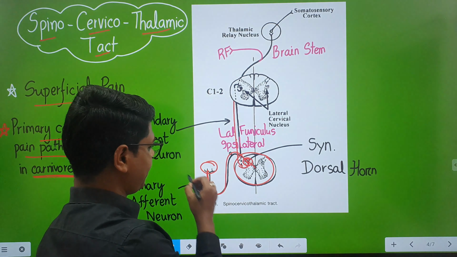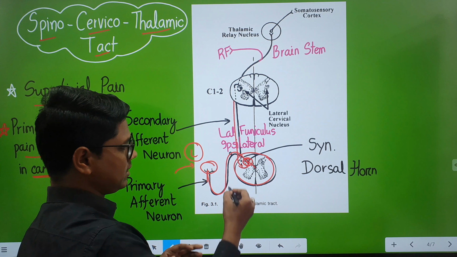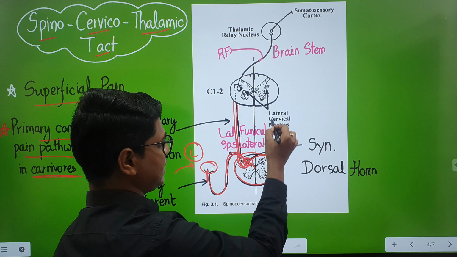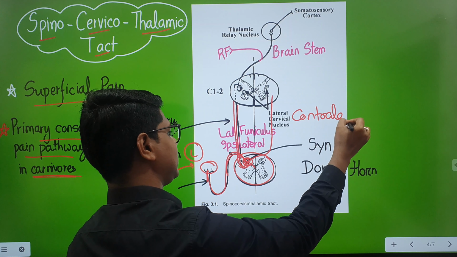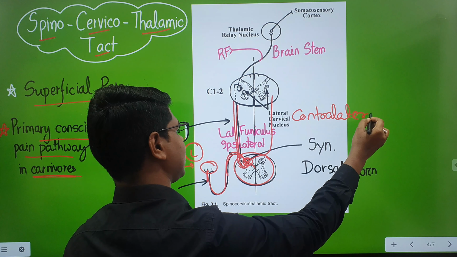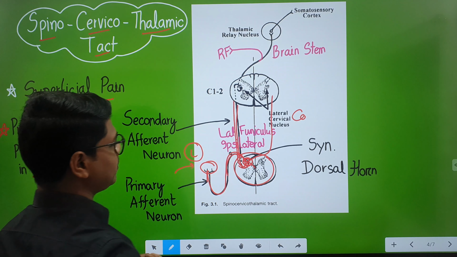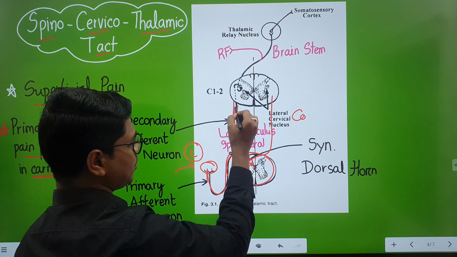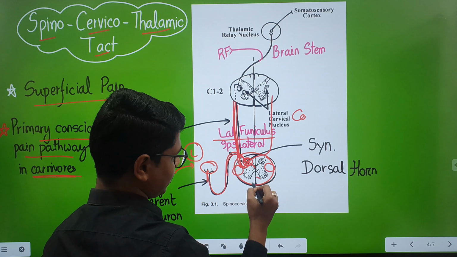Ipsilateral means if the pain is perceived on the left-hand side, then it will travel on the left side. If it had traveled on the other side, this would be contralateral. But they don't travel in a contralateral tract, they travel in an ipsilateral tract. After traveling through the spinal cord, they usually travel through the lateral funiculus. This white matter part is known as the funiculus.